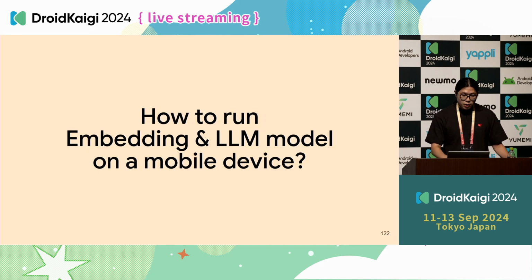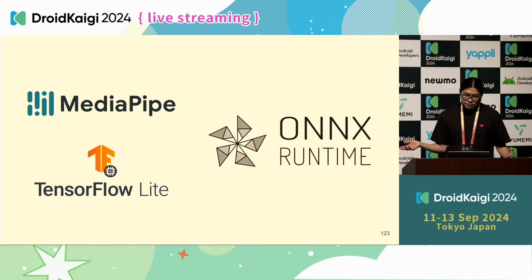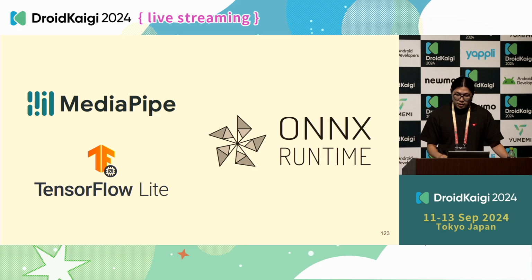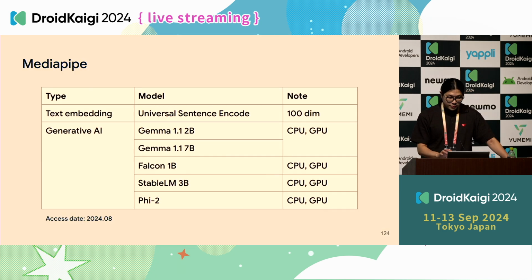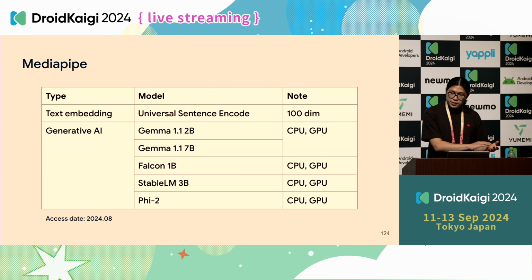Next, how to run the embedding model and the LLM model on the smartphone. There are TensorFlow Lite and MediaPipe developed by Google. And we can use ONNX runtime developed by Microsoft. As you know, ONNX is an open source format created by the Linux Foundation. In the case of MediaPipe, it supports both text embedding and generative AI execution.